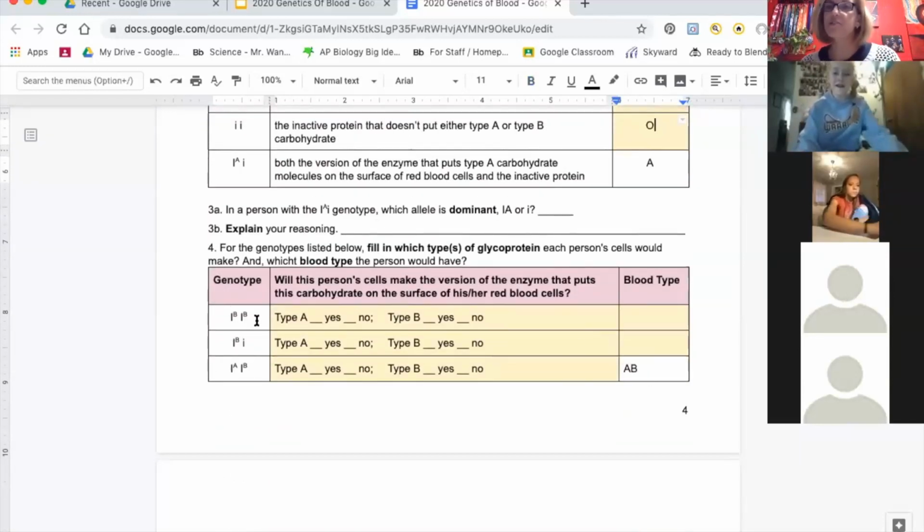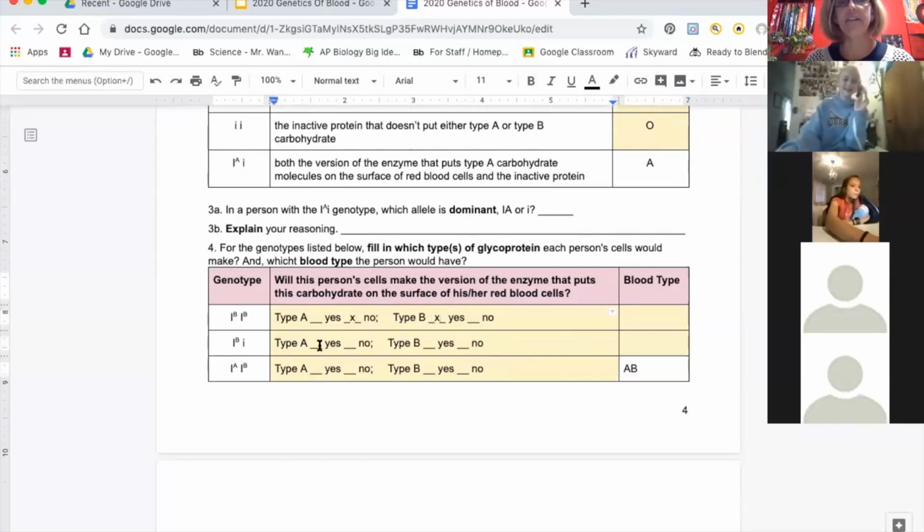IB codes for which alleles or which proteins? Will they have A? No. Will they have B? Yes. IB little i, will they have A? Will they have B? They will not have A, they will have B. Will AB have A? Will they have B? So if they have the IA allele, they'll get the IA protein. If they have the IB allele, they'll get the IB protein.